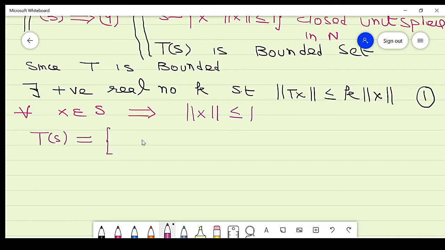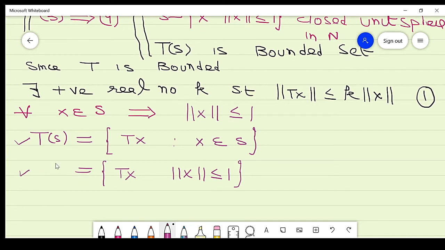What is T of S? T of S is the set of T of x such that x belongs to S, right? So what is this set? This set consists of vectors Tx such that norm of x is less than or equal to 1, right? That's all. Clear? So this is the definition of T of S. So from the definition and from equation number 1, we will get the result.